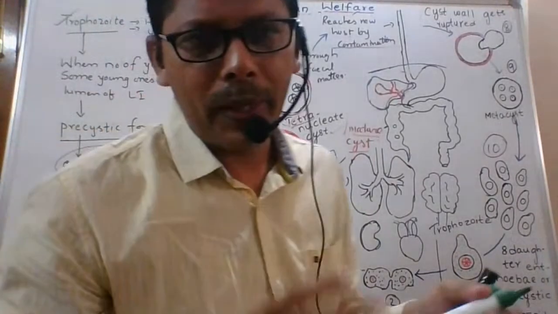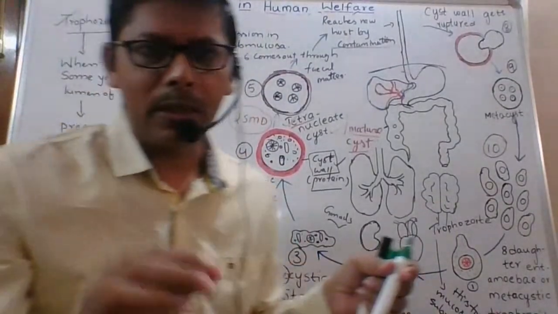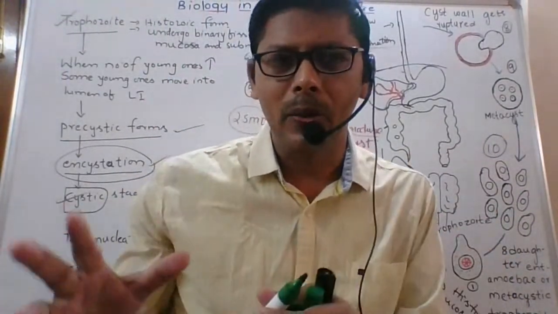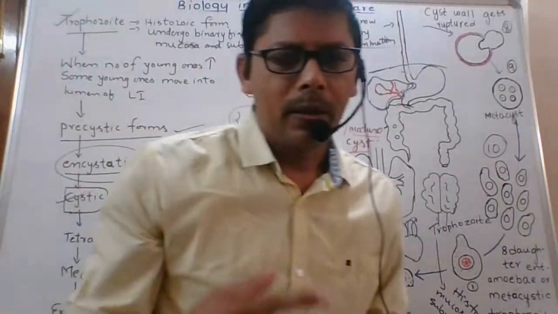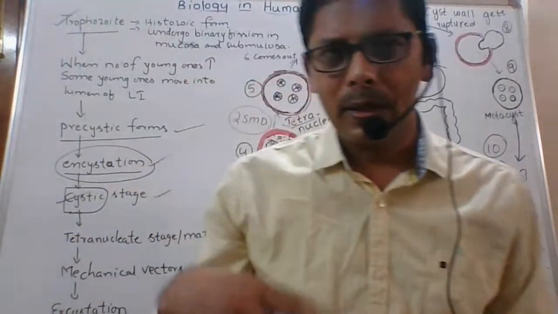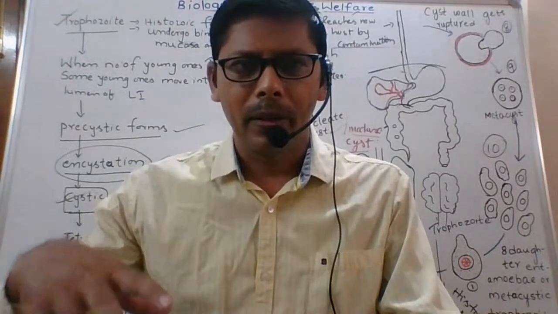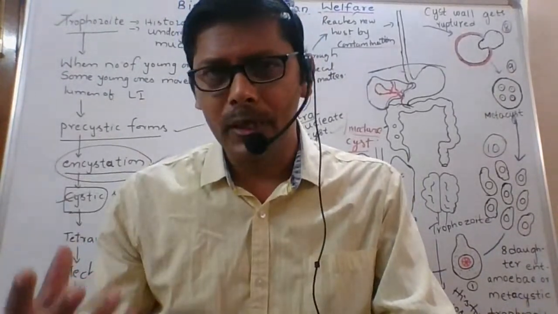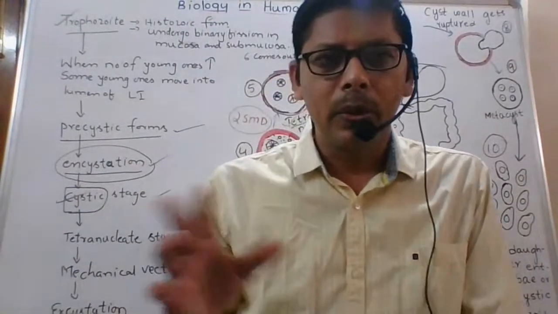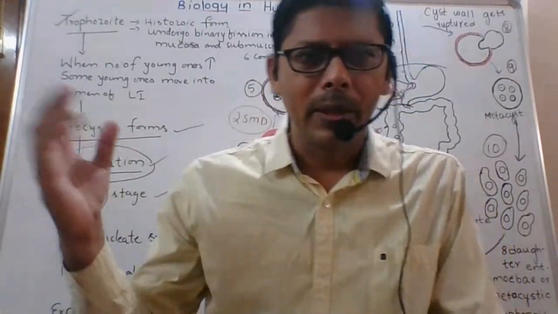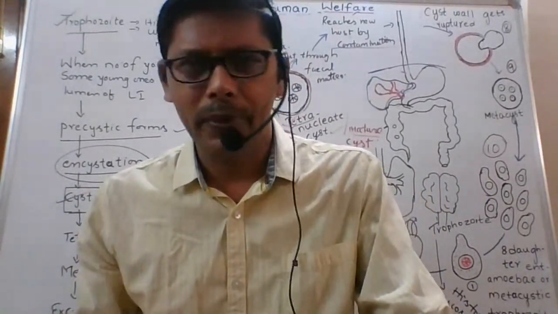For example, this entire process is going on in a person called A. Let us take a person named A, in whose body the entire process takes place. In our country, recently, most people build bathrooms. But 10 years back, most people in rural areas, especially villages, did not have any toilets or bathrooms. They go outside. They do open defecation. We call it open defecation.